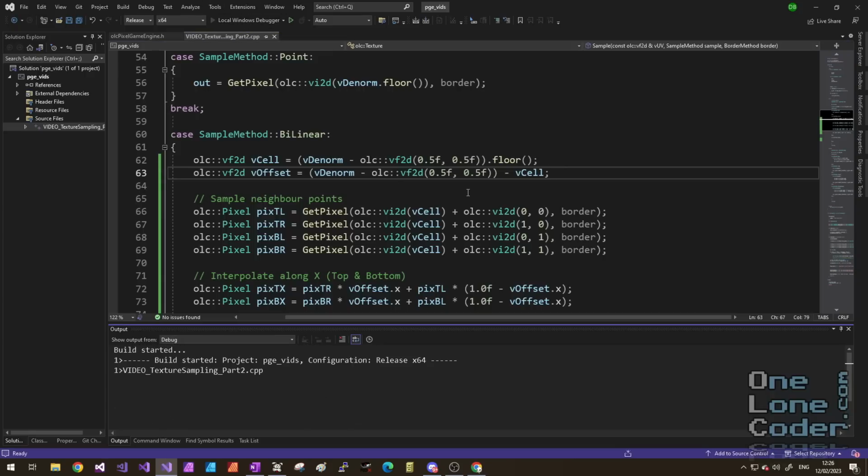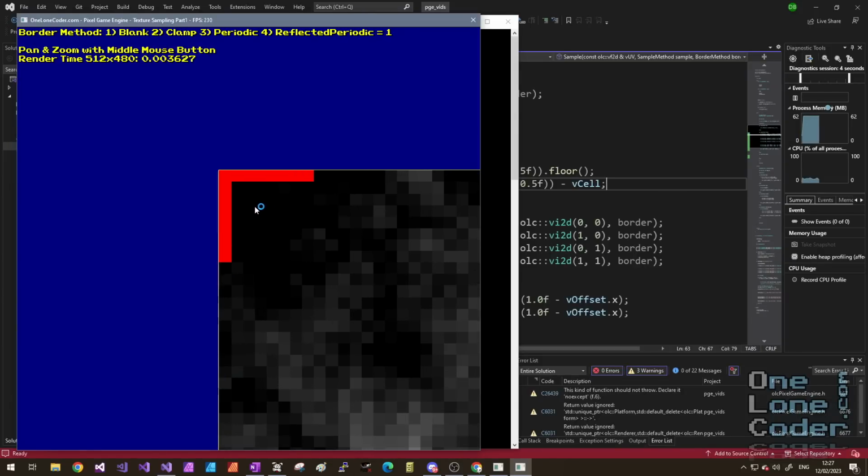Now let's take a look. I'll zoom back into the top left corner of the image. We're in point sampling mode now. If I press 6, well, there we go. Aesthetically, it looks about right. It's staying where it should be.